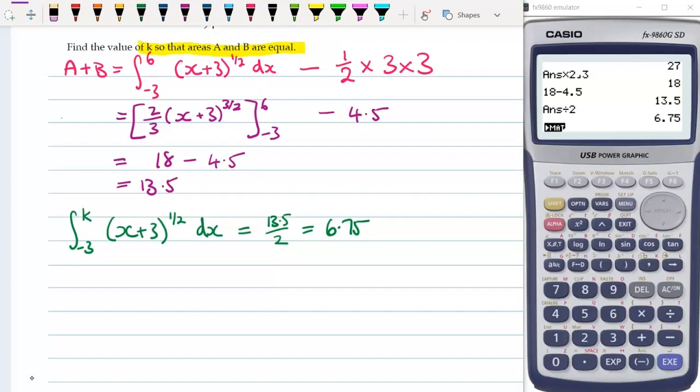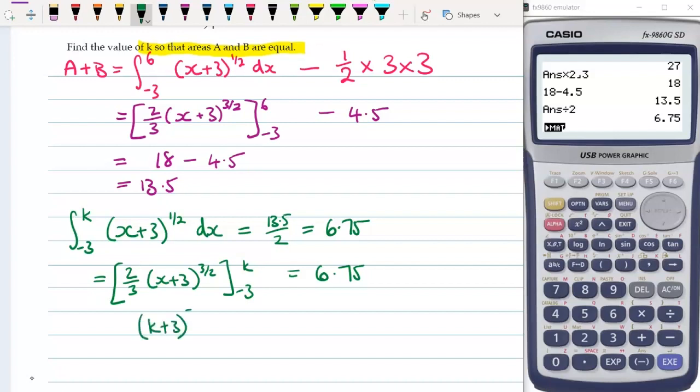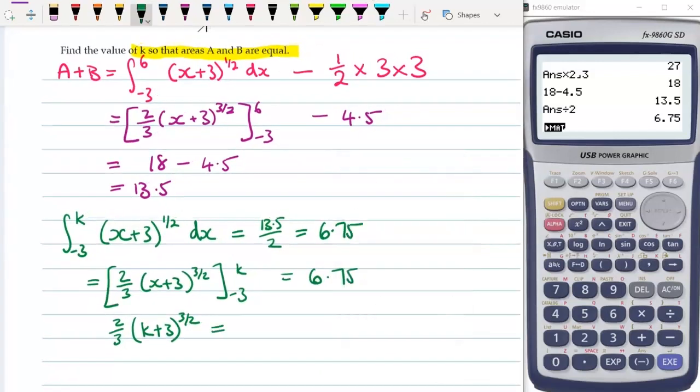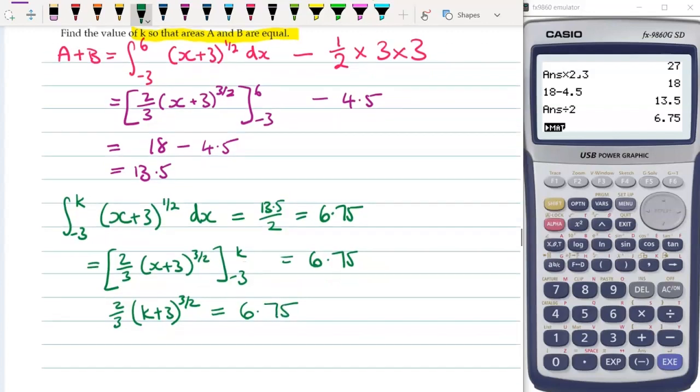Now we've already integrated that once, it's just here, so we'll just copy that down again. So the integral is 2/3 (x plus 3) to the 3 over 2. We're going between minus 3 and k and setting that equal to 6.75. So let's pop a k in: 2/3 (k plus 3) to the 3 over 2. If we put a minus 3 in there, we've got minus 3 plus 3, which is 0. It gives us a 0 value. So this is equal to 6.75.